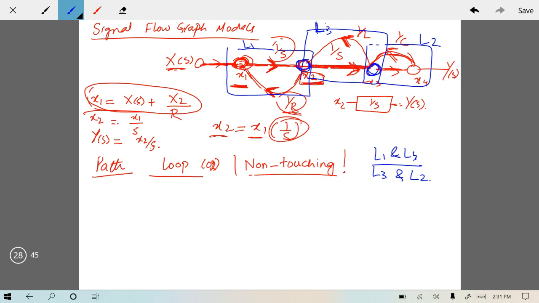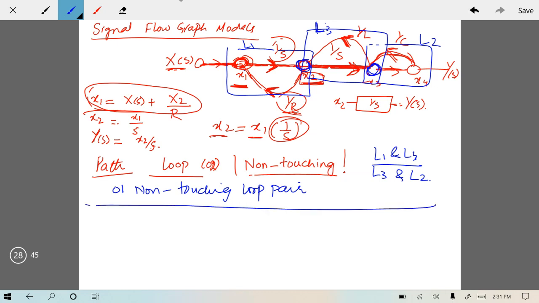So if I ask how many non-touching loop pairs are in this system, you will say there is one non-touching loop pair. There is only one non-touching loop pair in this system, which is L1 and L2.